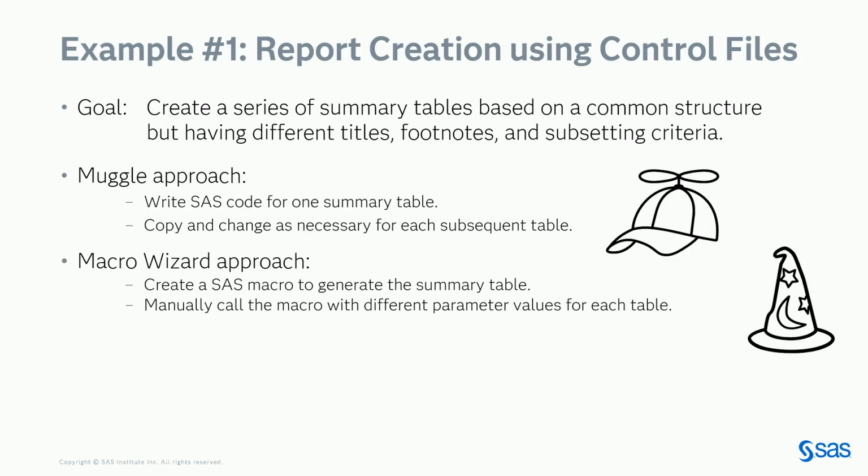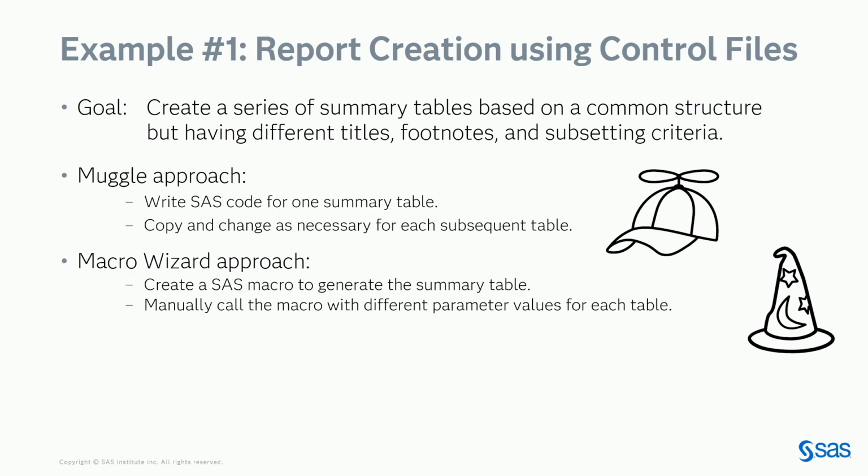But then we're going to show you the macro wizard approach, in which we create a SAS macro that generates the summary table and accepts some parameters, such as titles, footnotes, and subsetting criteria that control the various aspects of that table, and then we will manually call that macro with different parameter values for each table.